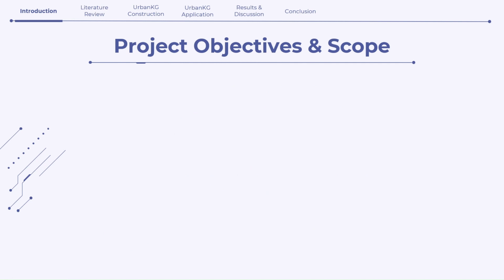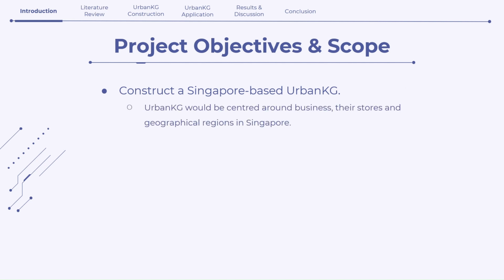This leads into the objective and scope of my project. There are two parts to my project. The first part is to construct a Singapore-based urban KG. More specifically, the urban KG would be centered around businesses, stores, and geographical regions in Singapore.